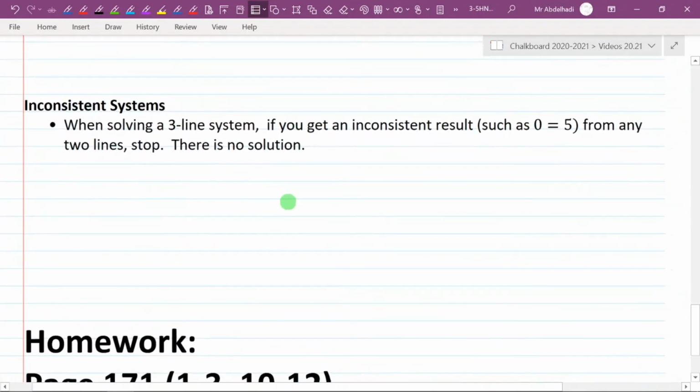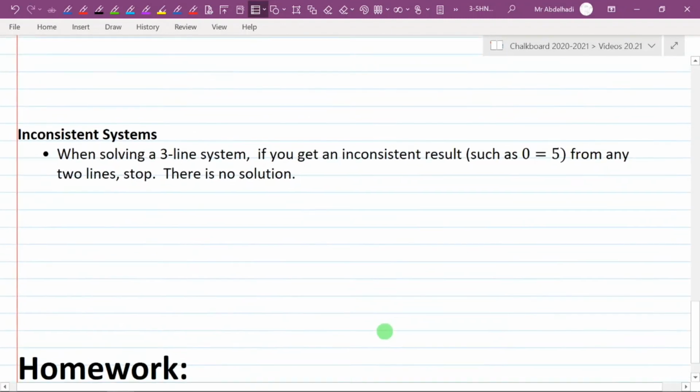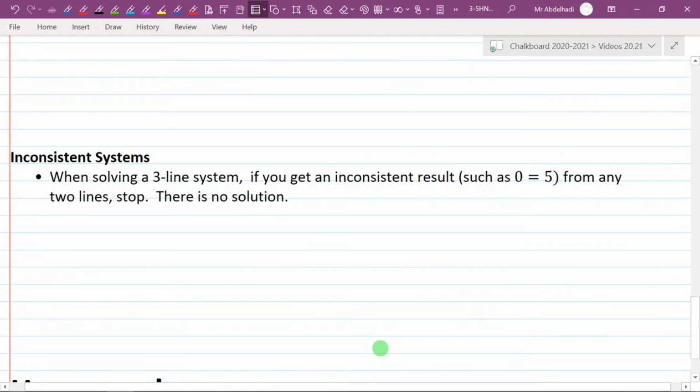When doing a 3-line system, if you get an inconsistent result, such as 0 equals 5 or something like that, or in this case it was 0 equals 90, from any of the two lines, stop, there is no solution.